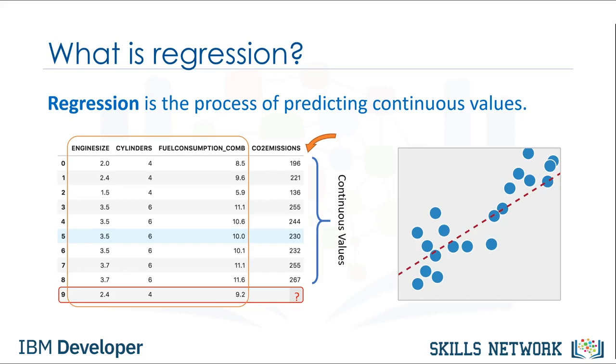Look at this data set. It is related to CO2 emissions of different cars. It includes engine size, cylinders, fuel consumption, and CO2 emission of various models of automobiles. Given this data set, you can use regression to predict the CO2 emission of a new car by using other fields such as engine size or number of cylinders.